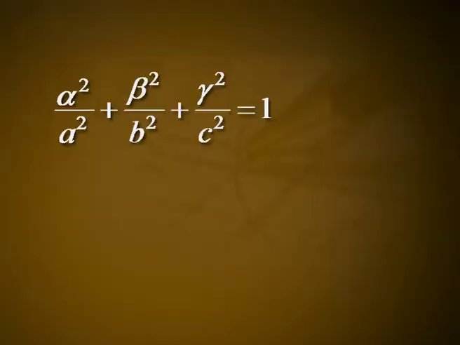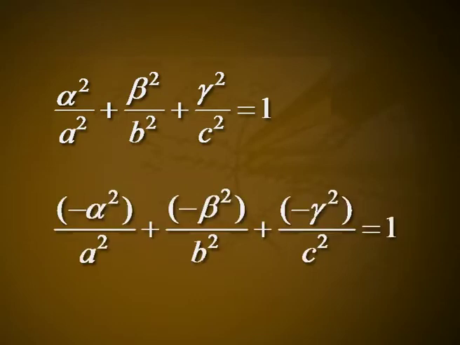If alpha, beta, gamma be the coordinates of any point on 2, then alpha square by a square plus beta square by b square plus gamma square by c square is equal to 1, or minus alpha square by a square plus minus beta square by b square plus minus gamma square by c square is equal to 1. This shows that the point minus alpha, minus beta, minus gamma also lies on 2.